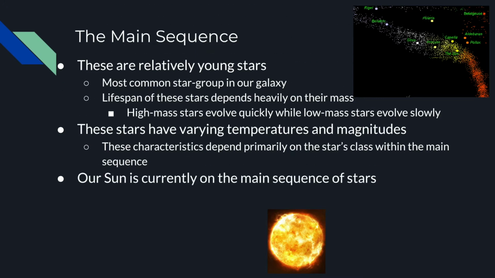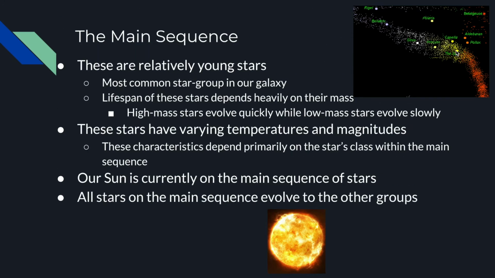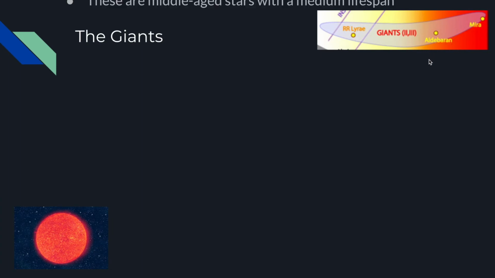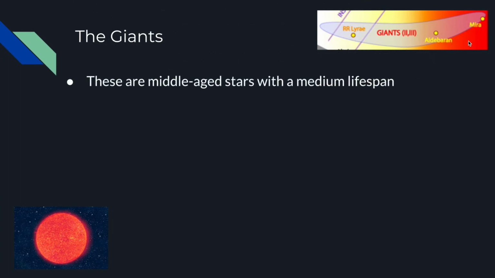Our sun is currently on the main sequence of stars. It's right in the middle here, so it's not super bright, but it's also not super dim. All stars present on the main sequence will eventually evolve to the other groups. Next up we have the giants. These are just above the main sequence of stars. They are middle-aged with a relatively medium lifespan.